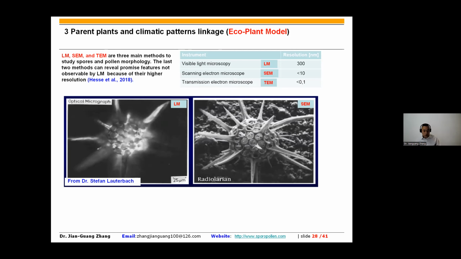Here are pictures to show you the difference between light microscope and scanning electron microscope. We can see that for the same thing, scanning electron microscope can reveal more detail. Before my study, palynologists could only use the SEG model provided by Abbink to reconstruct the Mesozoic climate. However, the model was only for studies under light microscope with lower resolution.